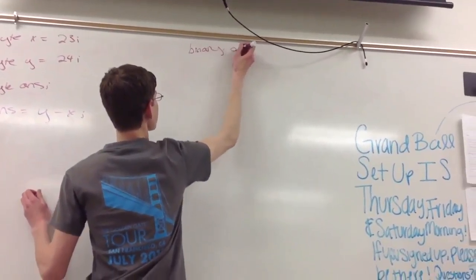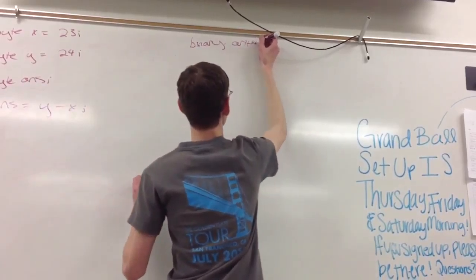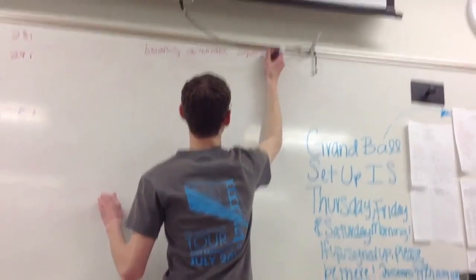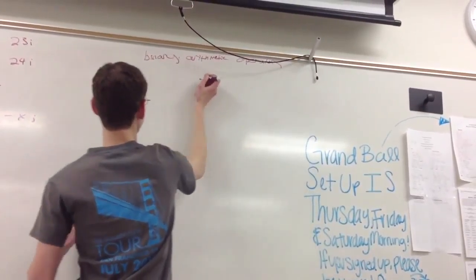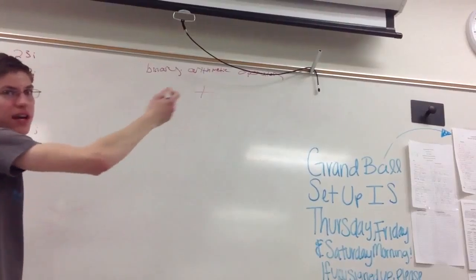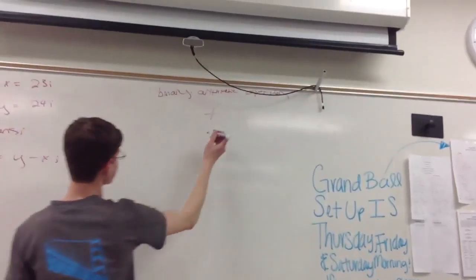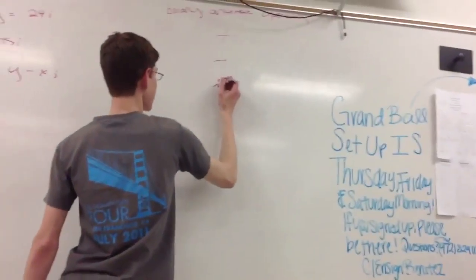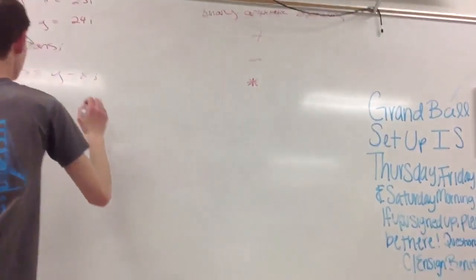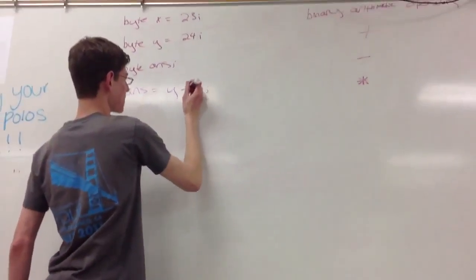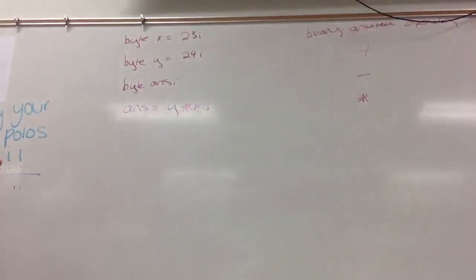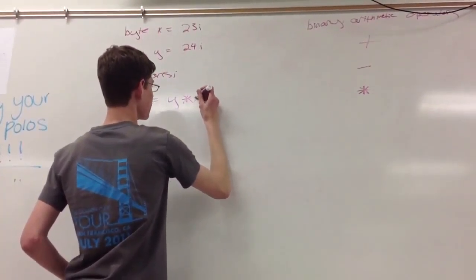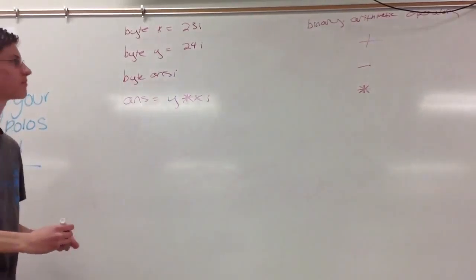Binary arithmetic operators. Get the plus sign. It takes 2 operands, right? That's why it's binary. Get the minus sign. It subtracts. We have the multiplication sign. Actually, it's not an x. It's an asterisk. So what's 23 times 24? I'm not going to do that in my head. I'm lazy. 552. That's what the value of answer would be.